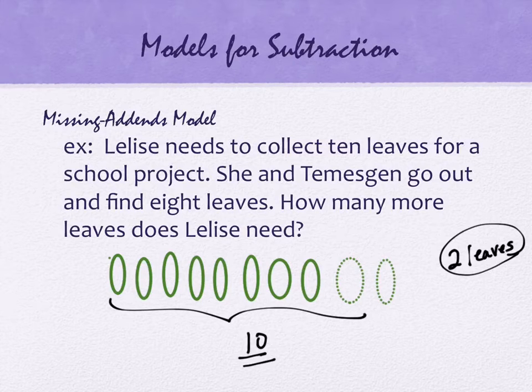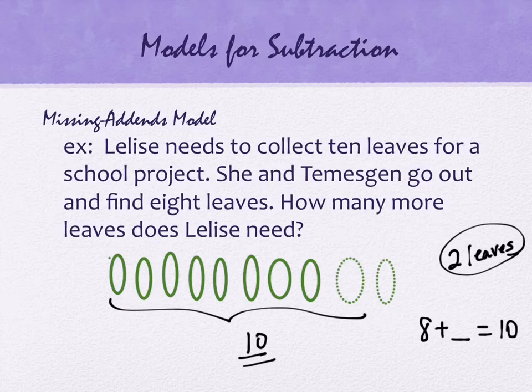So again, this is the concrete picture for this model. The model is missing addends. You can also do this model where you actually write it out. So something like this, 8 plus blank equals 10. So this would be like an equation form of writing this out, right? First one, concrete model, means we've drawn a picture of the actual event, and then this would be the equation form of that.